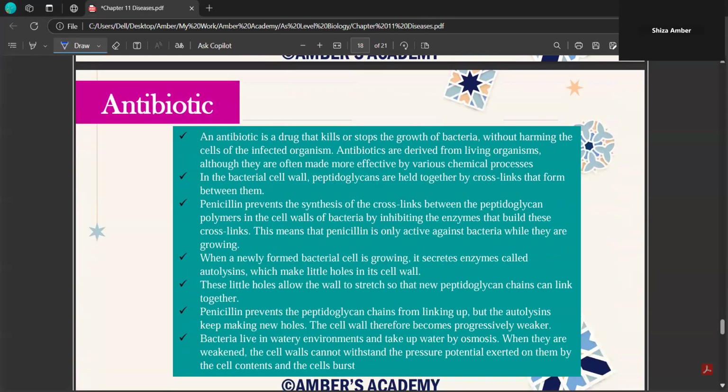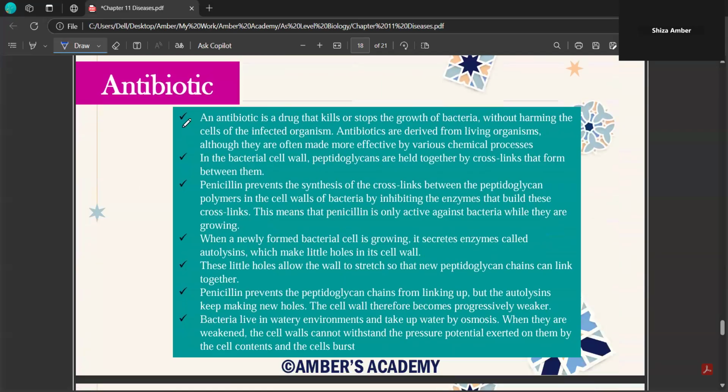Then the last subtopic which we have is antibiotics. An antibiotic is a drug that kills or stops the growth of bacteria without harming the cells of the infected organism. They are derived from living organisms, although they're often made more effective by various chemical processes.